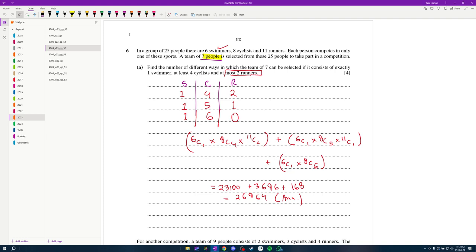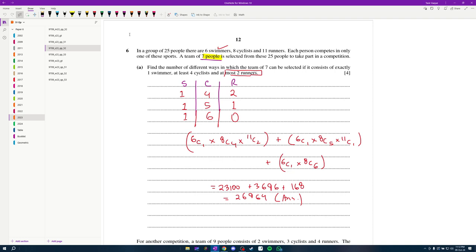Anyway, in a group of 25 people, there are 6 swimmers, 8 cyclists, and 11 runners. Each person competes in only one of these sports. A team of 7 people is selected from these 25 people to take part in a competition. So it's like the one where we selected the football team in my example, right, initially. So exactly one swimmer, at least 4 cyclists, and at most 2 runners. So runners can be 2, 1, or 0, and cyclists can be 4 or more.